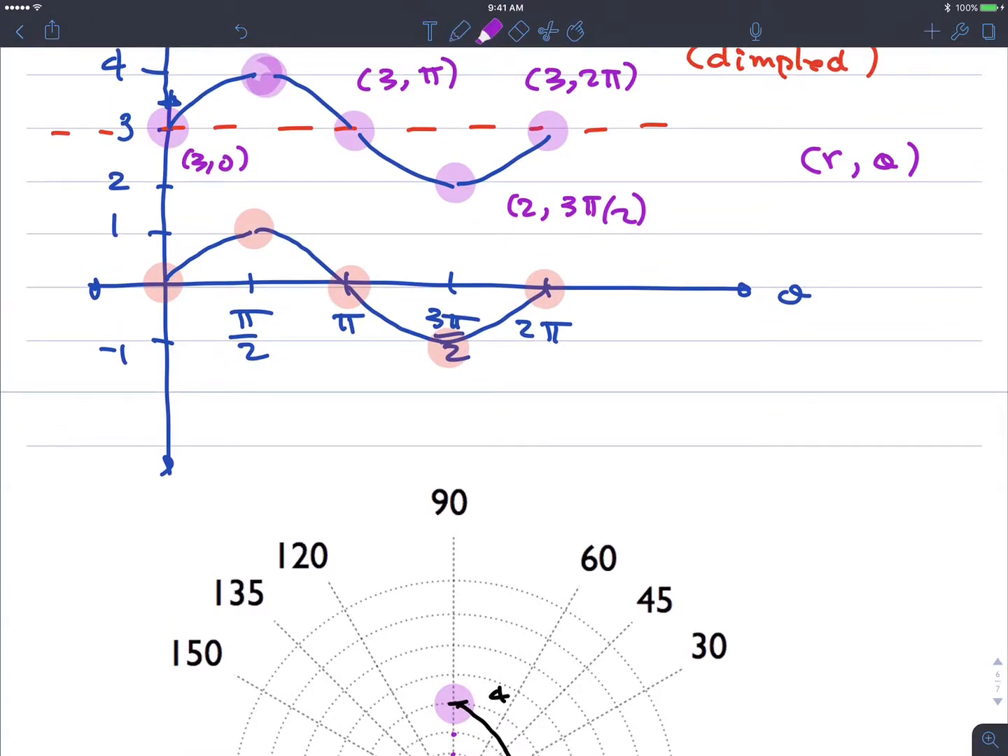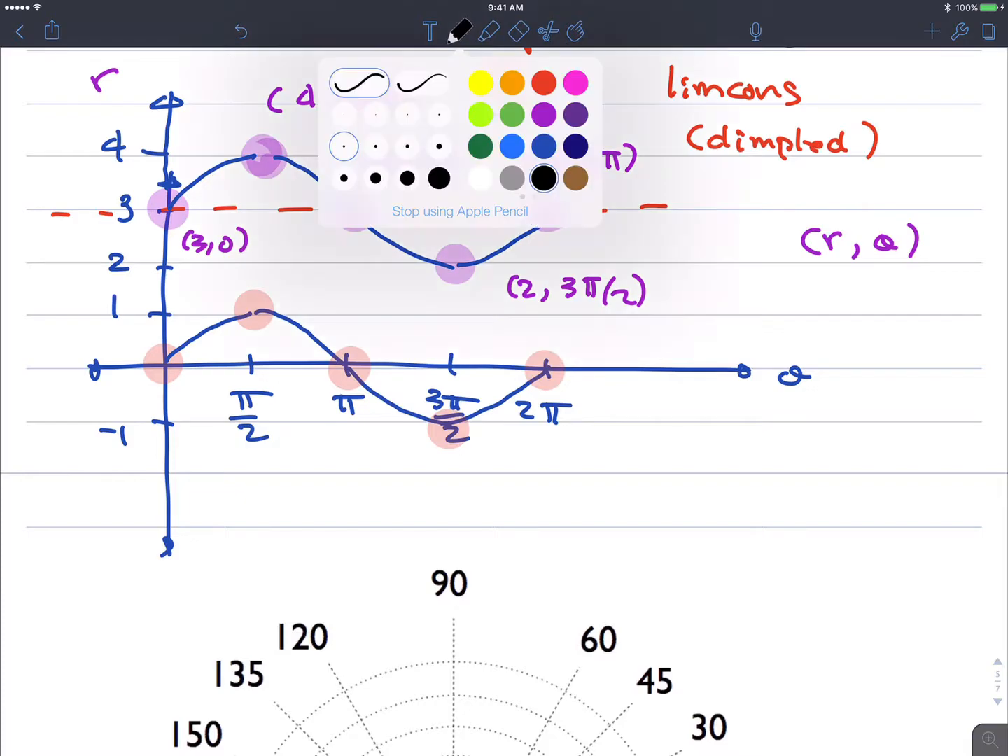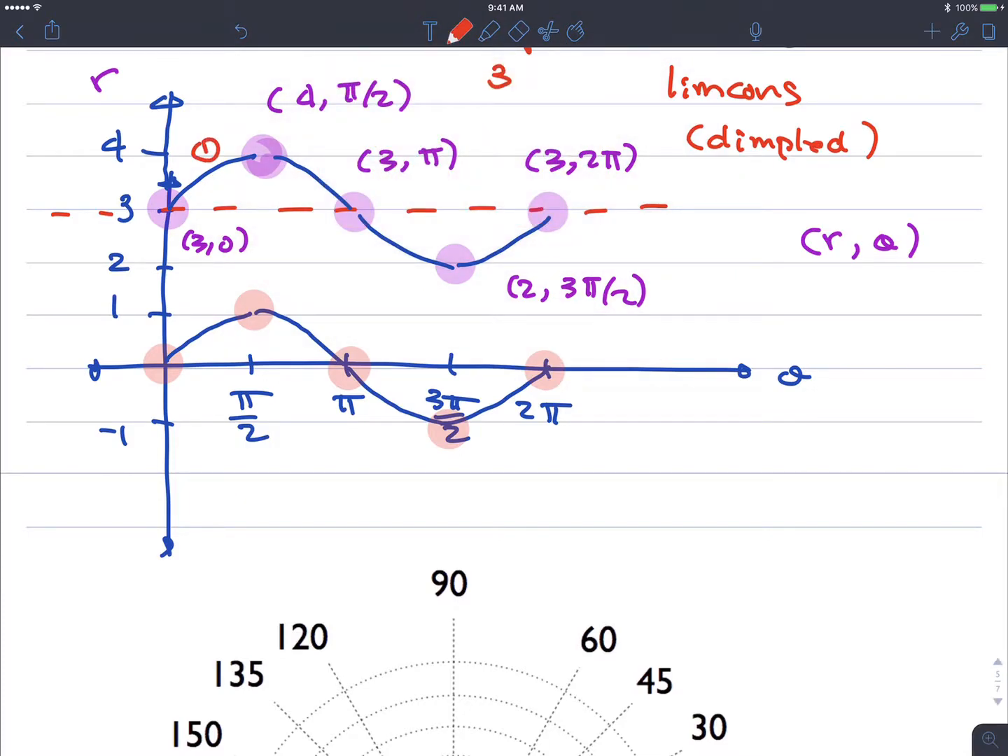So we just described here what happened in this region we called 1 here. So this is portion 1. Now we're going to do portion 2 here. So radius went from 3 to 4.